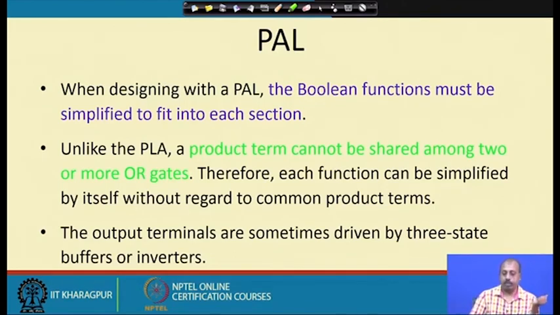Unlike PLA, a product term cannot be shared among 2 or more OR gates. Therefore, each function can be simplified by itself without regard to common product terms. So, this is from the simplification point of view.